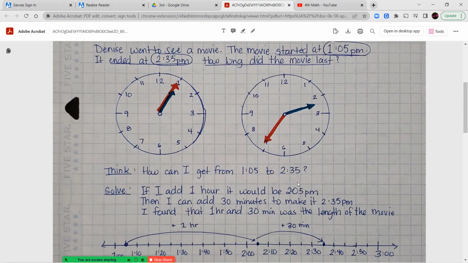Now here I can think, how do I get from 1:05 until 2:35? So if I add 1 hour to 1:05, it would be 2:05. From 2:05, I want to see how many minutes I need to make it 2:35. So I'm going to add 30 minutes to get to 2:35. I found out that 1 hour and 30 minutes was the length of the movie. That's how much time has elapsed or passed between the starting time and the ending time.